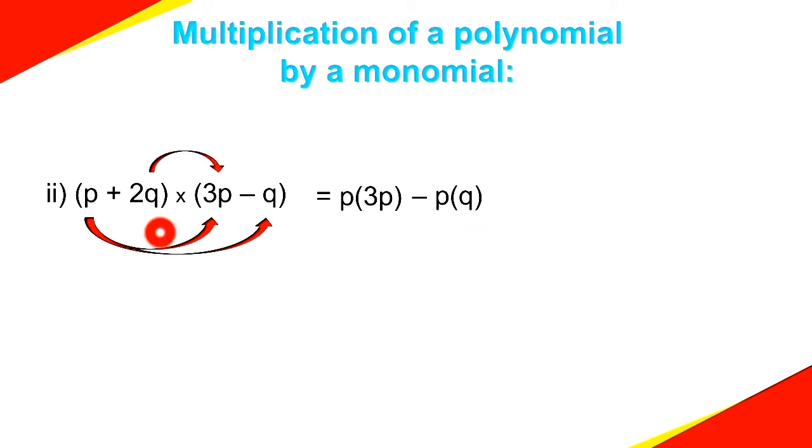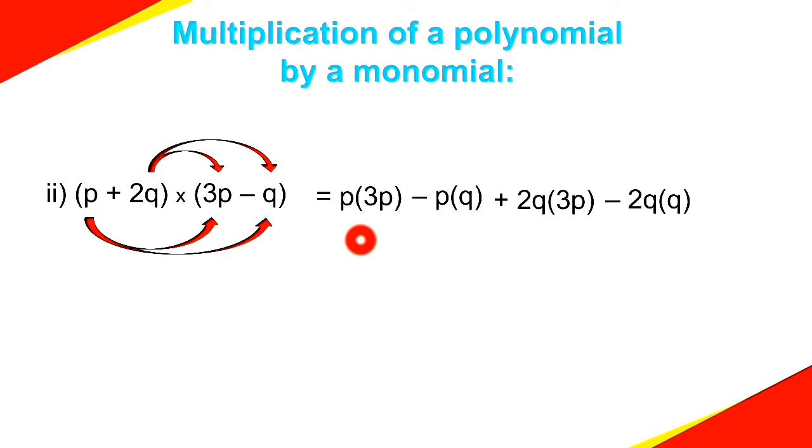Now what is the next one? 2q, 3p. What symbol do you get? Right, plus 2q into 3p. The next one is 2q minus q. What symbol? Right, minus 2q into q. Here both the p's are equal and the coefficient of p is 1. So 1 into 3 gives 3. p power 1, p power 1 is nothing but p power 2.